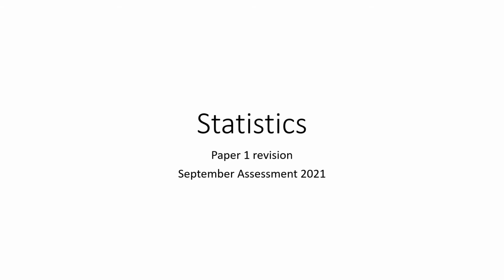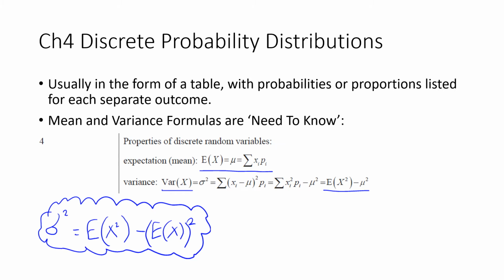So if we look at the discrete distributions first of all, you have your standard DPD, otherwise known as discrete probability distributions. It's usually in the form of a table. It could be a straight line graph illustrating how likely an event is for separate outcomes. And because it's separate outcomes, that's why it's a discrete probability distribution.